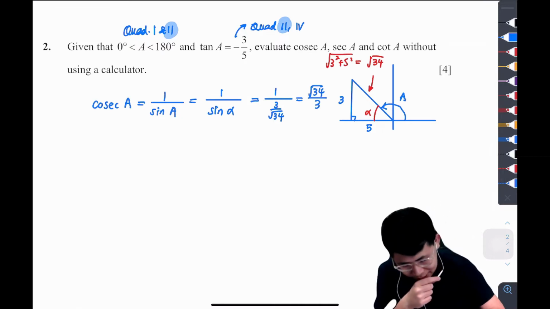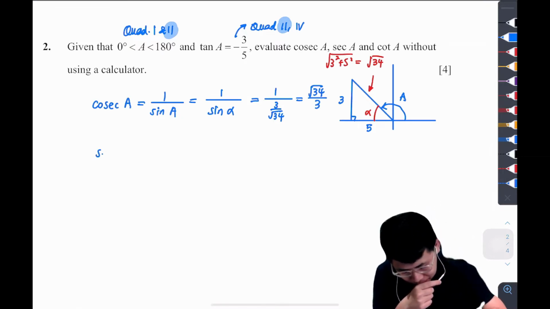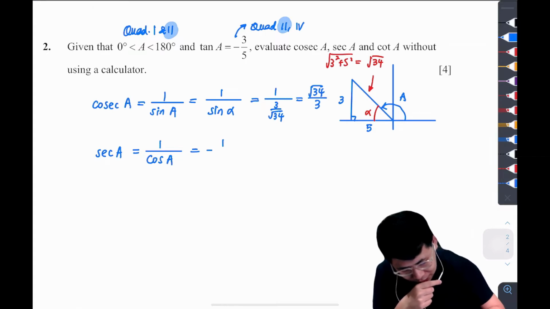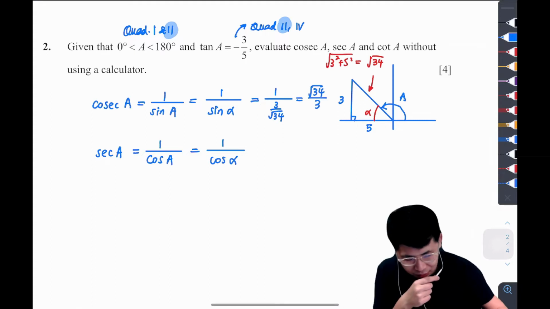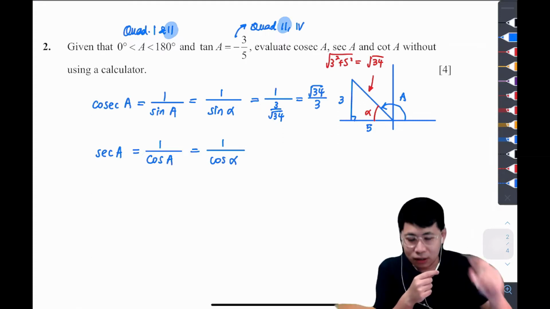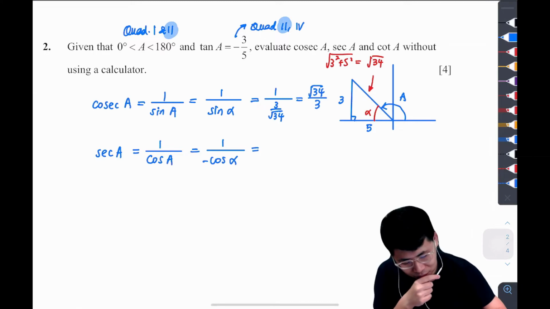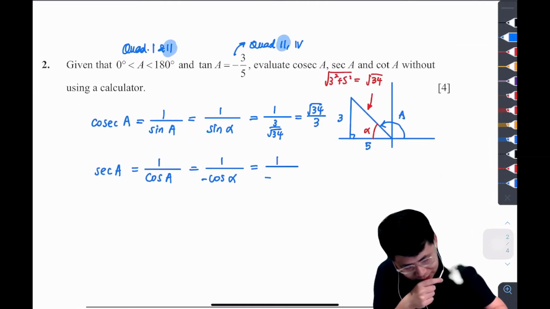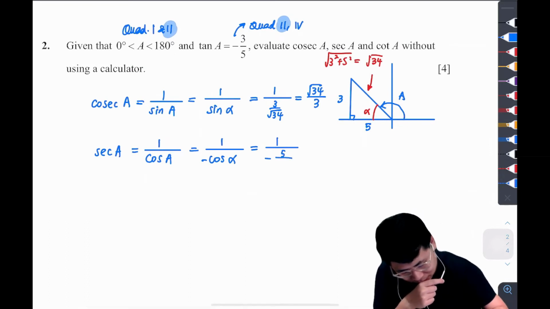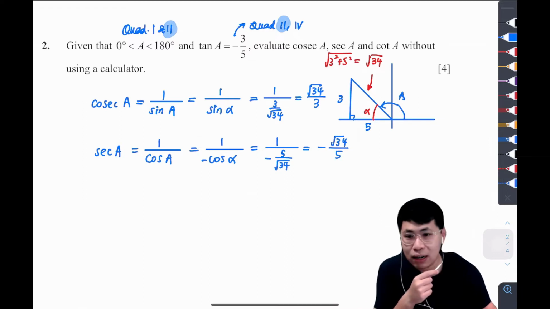Next, let's look at secant A. Secant A is 1 over cosine of A. So cosine of A is equal to cosine of the basic angle alpha. But in quadrant 2 ASTC, cosine is negative. So here will be 1 over negative adjacent over hypotenuse. So you keep change flip, so this would be negative root 34 over 5.